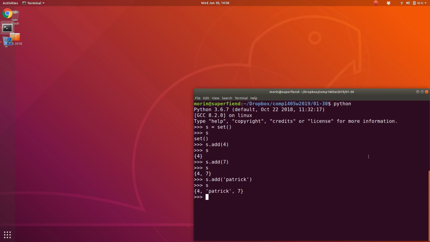But it's not in any order that really makes any kind of sense, right? It's not the order in which I added the things, because I added 4, and then I added 7, and then I added this string Patrick. It's not in any order that you would think of sorting these 3 things, because 4 and 7 are integers. Why would the string Patrick go in between 4 and 7 in any kind of sorted order? So that doesn't make sense.